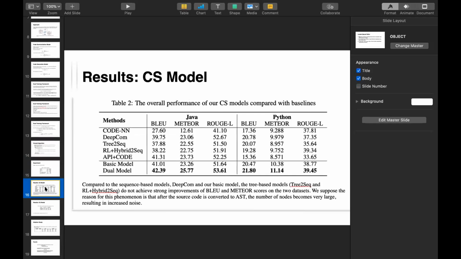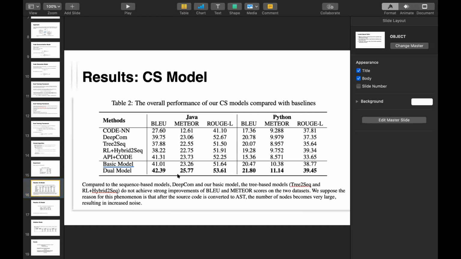And the results for the code summarization model are presented here. We can see that, strangely, even with their basic model, the result is already quite good compared to the other baselines they have chosen.